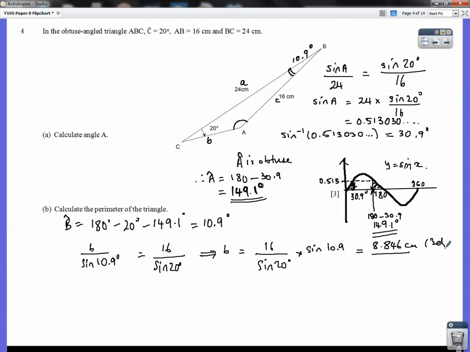Now that's to 3 decimal places, which is probably more than I need because the numbers here are only given to a couple of significant figures, but I'll worry about that later. So my perimeter, therefore, is going to be 24 plus 16 plus 8.846. If I add those together, I get 48 point something, call it 48.8 to 1 decimal place. I wouldn't want to go past 3 significant figures. 2 significant figures would have been alright with full working out.